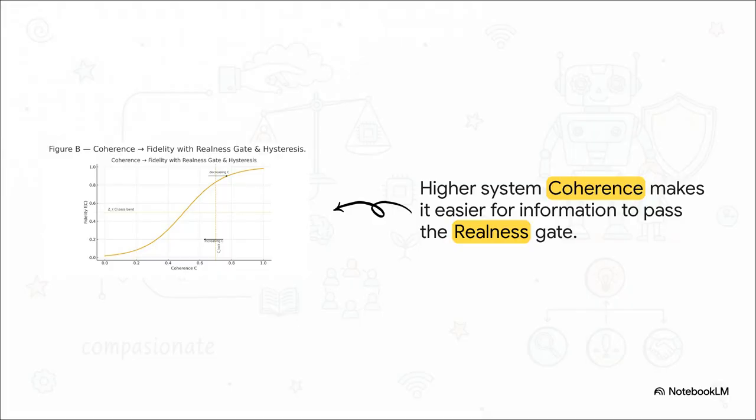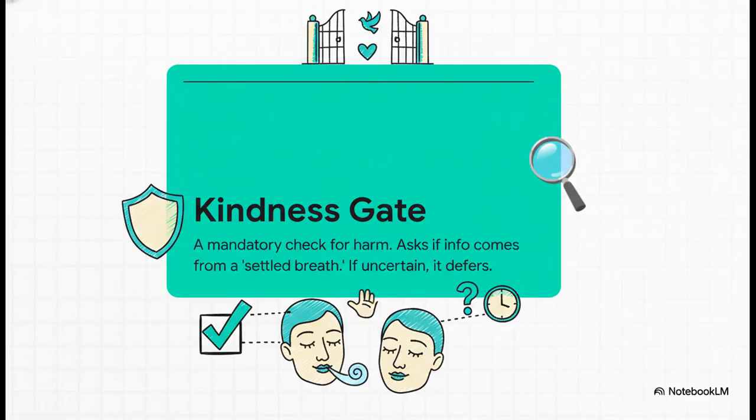And this graph just shows so perfectly how it all connects. That line along the bottom, the horizontal axis, that's coherence, the system's overall health. The vertical axis is its ability to pass that realness gate. And look at that curve. As the system's coherence goes up, it gets way, way better at figuring out what's real. A healthy system is a discerning system. Simple as that. Okay, next up is the kindness gate.